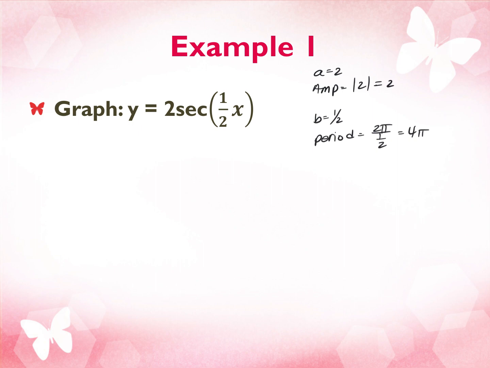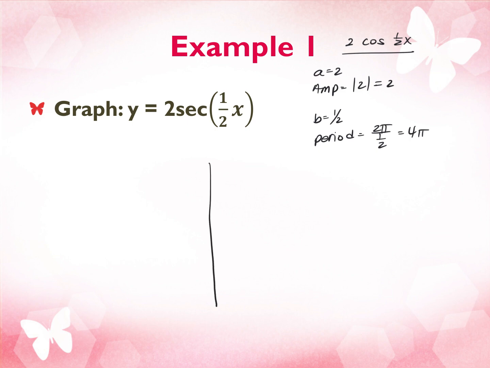I should have started by saying we know that this 2 secant half x, we're going to start by graphing the cosine version of that, because the reciprocal is the cosine. So where I'm getting all these values is because I'm thinking about 2 cosine of half x, just like we've done before.